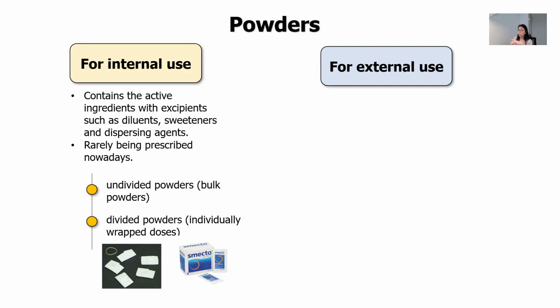Powders can be in undivided form, meaning we call it bulk powder. It comes in maybe one tin, like a milk powder, or divided powders, meaning the powders are individually wrapped in small packets. So we do have powder preparations or powder dosage forms in the market, but quite rare.